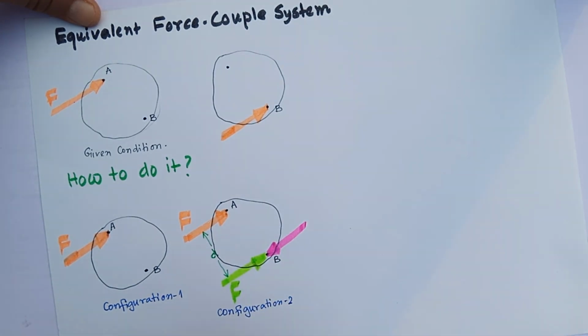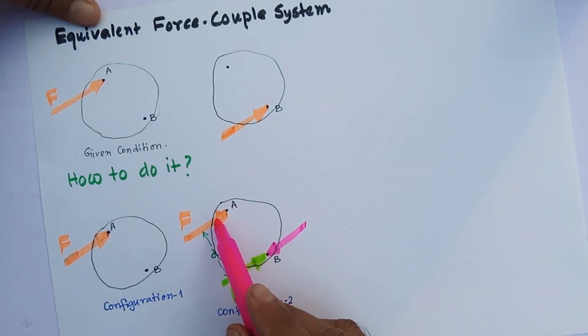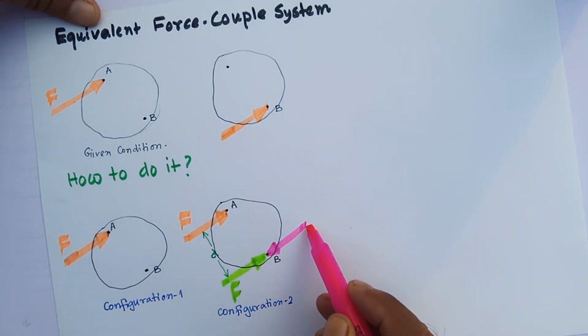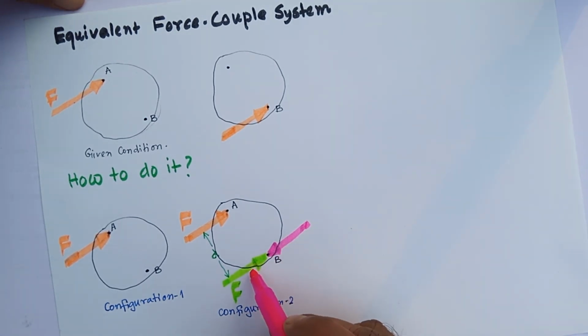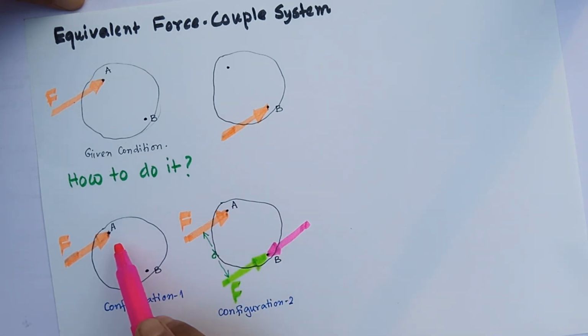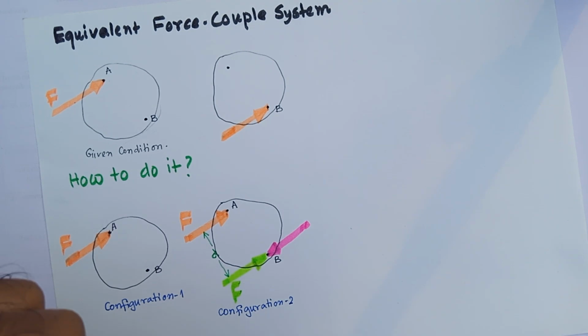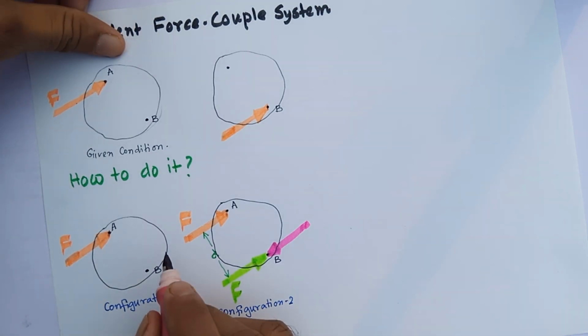That means this force F was along this direction, parallel to this and along the same direction. Now I have added a different force in this direction, that means the opposite force at this point B. These two will nullify each other and this will remain, and therefore these two configurations will be equivalent. So we can write that these two configurations are equivalent.